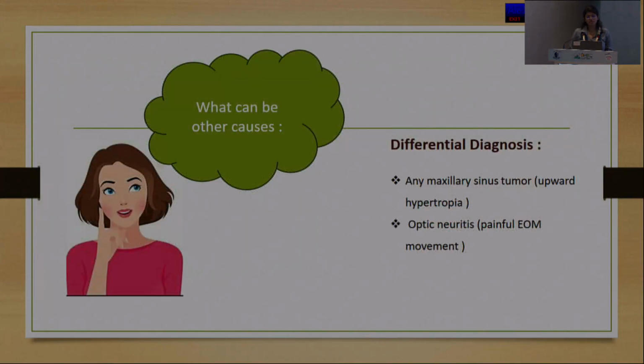So what can be the other causes? My differential diagnoses are maxillary sinus tumor or optic neuritis, as there is pain on extraocular muscle movement, and or left eye inferior oblique palsy.